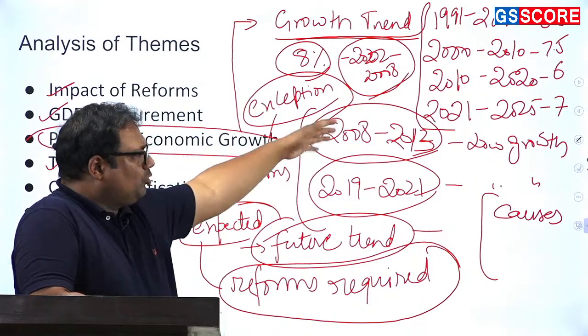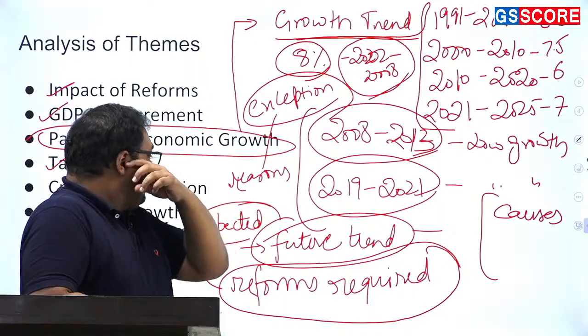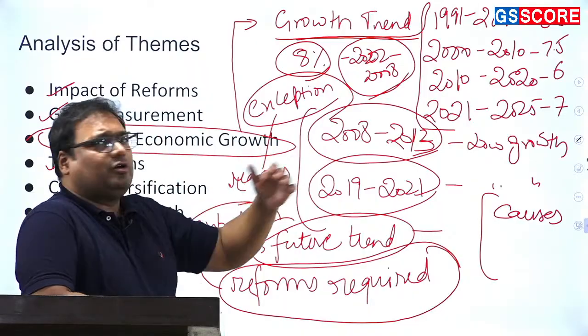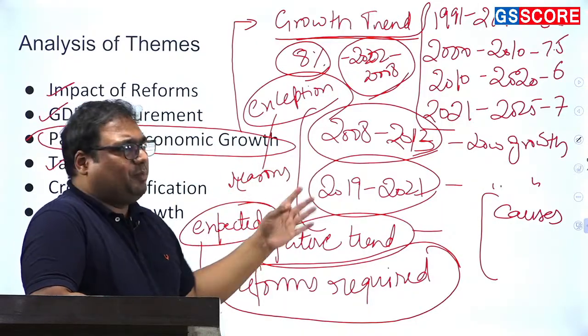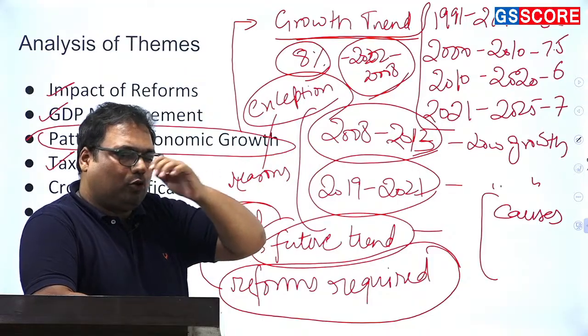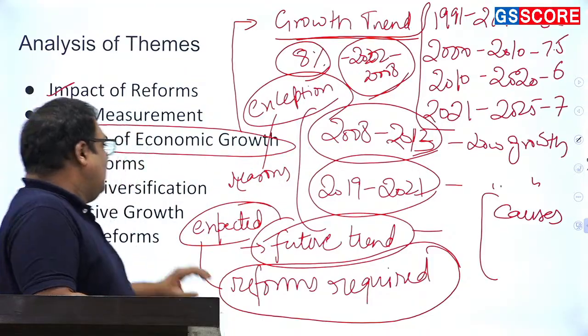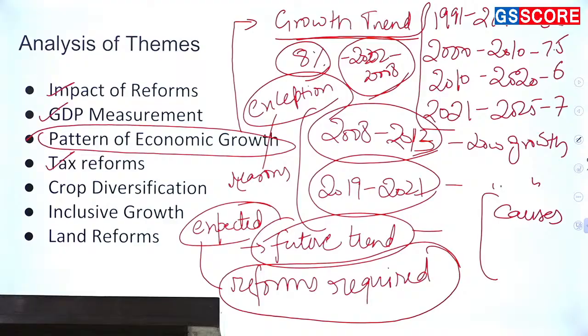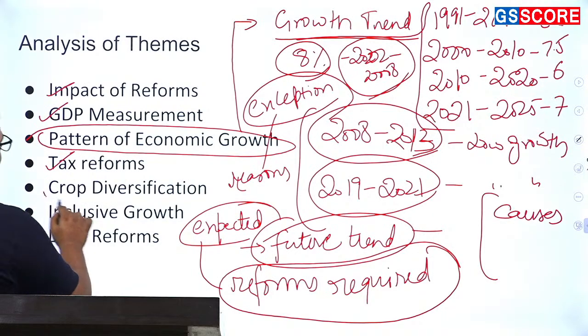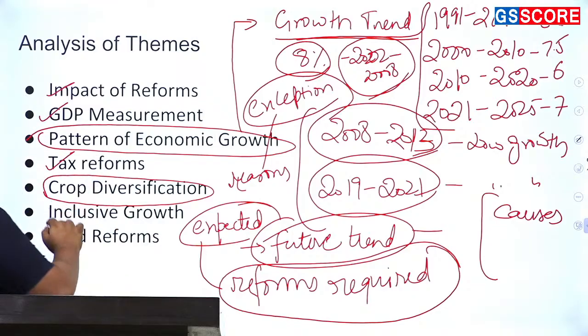Of course, you need to know the current growth trend. And if we want good growth in future, if we want the growth close to the expected trend, what reforms do we need to bring? Okay, so this is your analysis of pattern of economic growth. Then similarly you can do the topic of crop diversification.